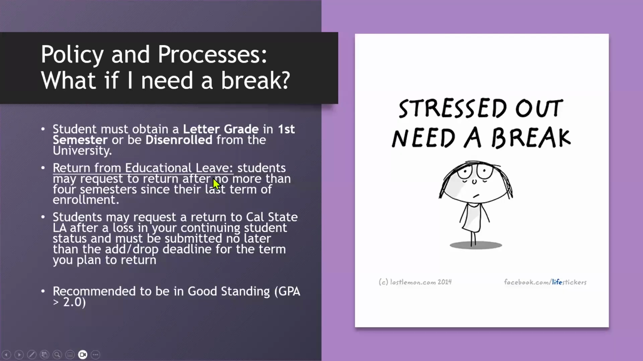All right, continuation, policies and processes. What if I need a break? A student must obtain a letter grade in the first semester here or be disenrolled from the university. Basically, because you were admitted for this term, you have to at least complete one class. If you withdraw from all your classes, you are going to be disenrolled from the university. You have to earn a grade at least for this first semester you are here, or else you will be disenrolled. A student may request a leave of absence, right?